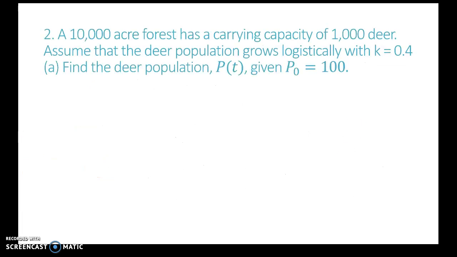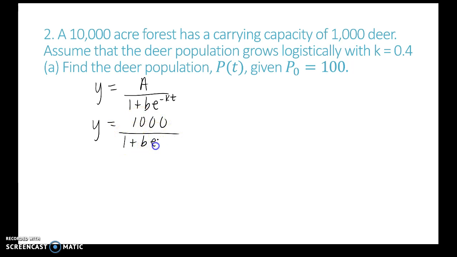Okay, next example, and this is the second and last one we're doing. Take a minute, copy this down. A 10,000 acre forest has a carrying capacity of 1,000 deer. Assume that the deer population grows logistically with the given growth factor. Find the deer population if the initial population is 100. So the population is the solution to the logistic differential. I know my carrying capacity is 1,000. We're given the value of K to be 0.4.